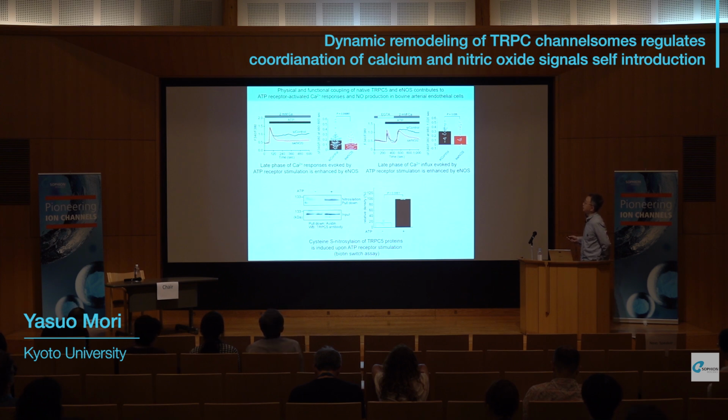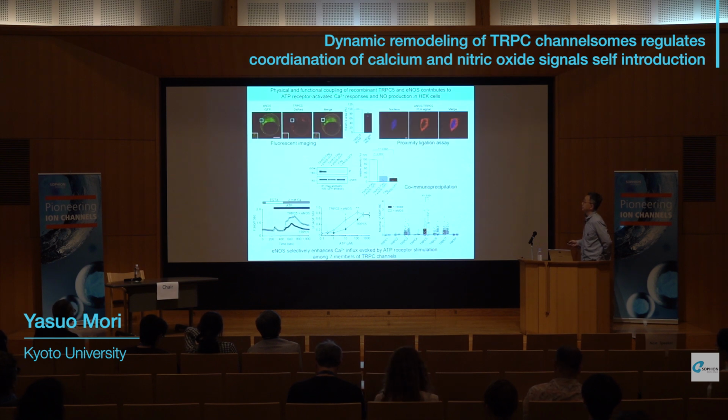And in bovine arterial endothelial cells, as you can clearly see here, ATP receptor stimulation induces a very robust calcium response like this. But this response, especially at the sustained phase, is inhibited by treatment with siRNA for eNOS. And the same eNOS siRNA can also inhibit the sustained phase of calcium influx activity upon ATP receptor stimulation, probably mainly mediated by TRPC5. And also in biotin switch assay, TRPC5 protein shows a very nice nitrosylation pattern, as you can see here.